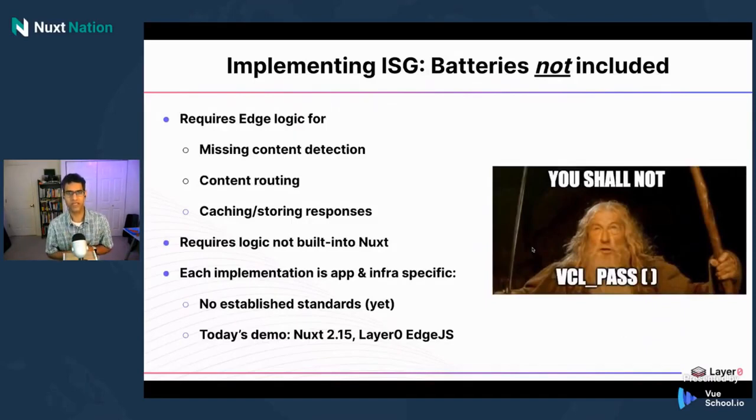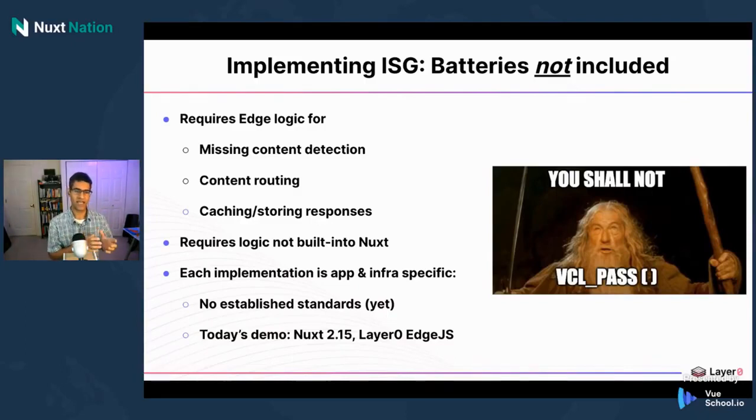Okay, let's talk about what it takes to implement ISG on Nuxt. And at this point, it's kind of a batteries not included situation. That's because, as I mentioned earlier, ISG is a property of both your framework and your infrastructure. And so you need that deep integration across the stack. It doesn't really exist out of the box, so you have to add it in.